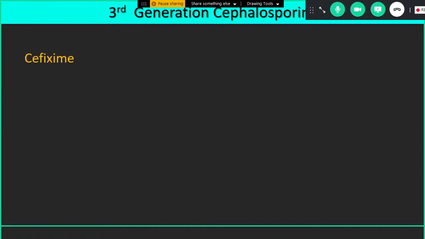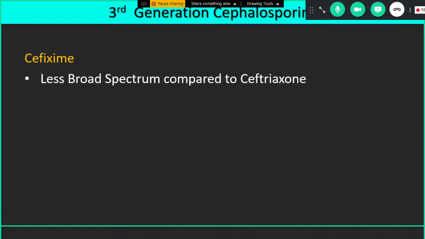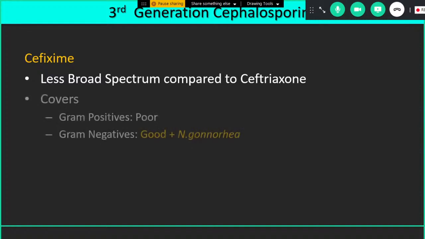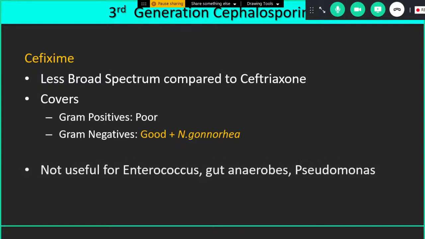Then one more is cefixime. It also has a lesser spectrum. Again the gram positive coverage is poor, but the gram negative coverage is very good. And it has a spectrum against Neisseria gonorrhoeae also. Although it doesn't have coverage against the LAME group and Pseudomonas.